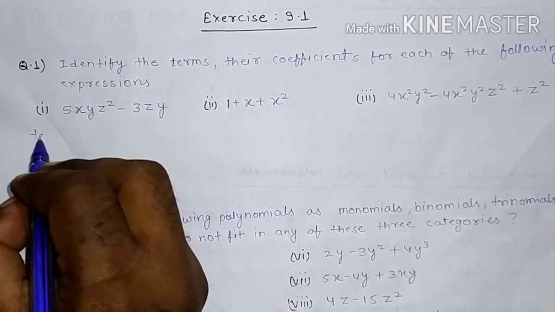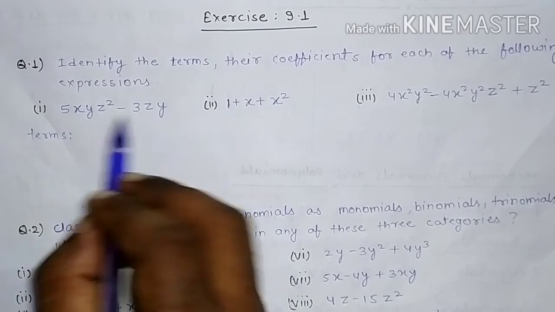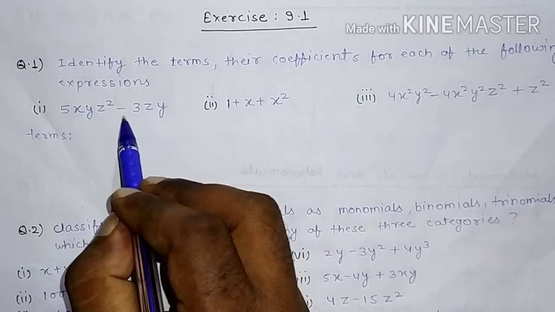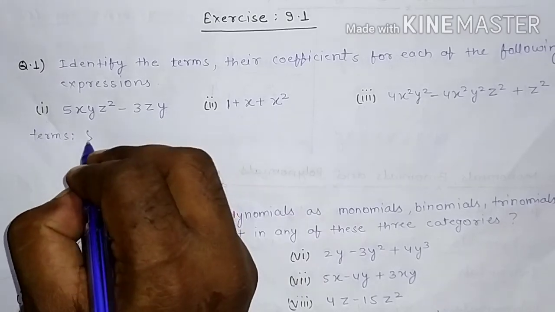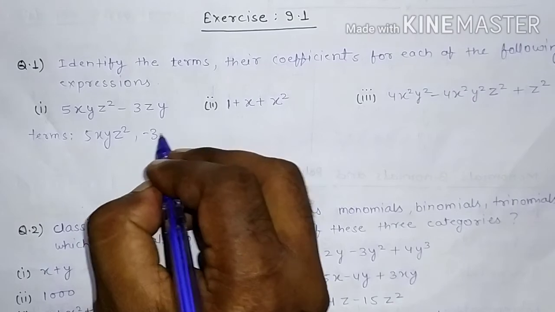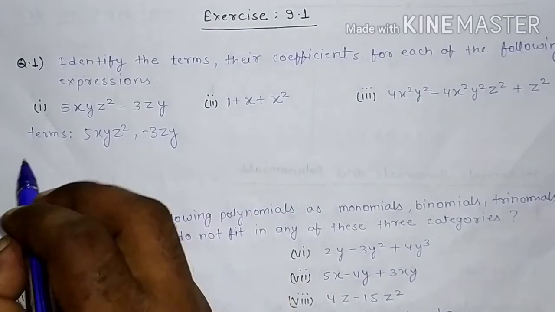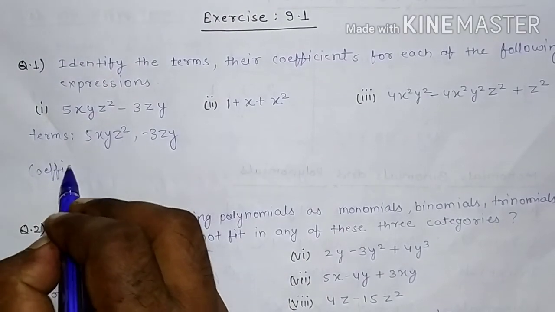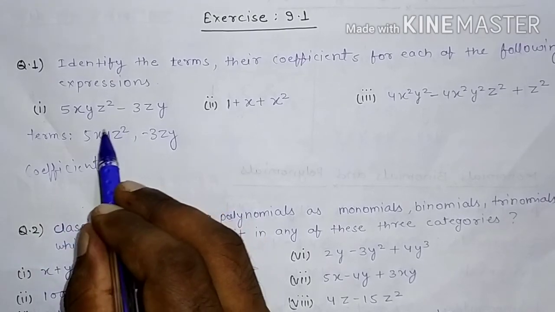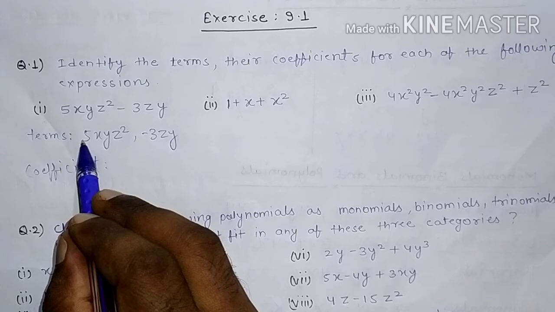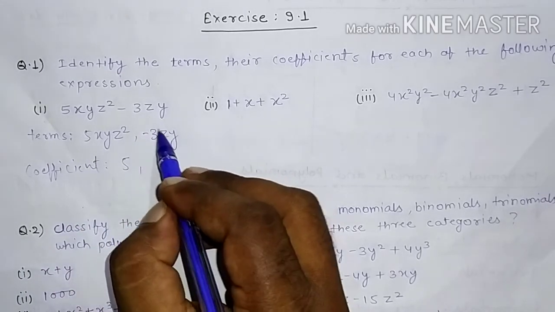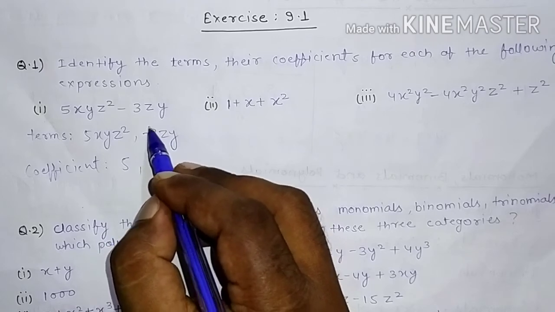So the terms are, there are two terms. The first term is 5xyz square and the second term is minus 3zy. And what is the coefficient of these two terms? In 5xyz square, the coefficient is 5 because the constant here is 5. So 5 is the coefficient, and in the other term, minus 3 is the coefficient because minus 3 is the constant term.